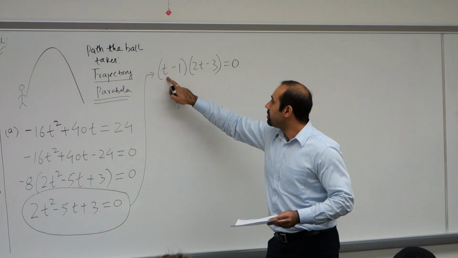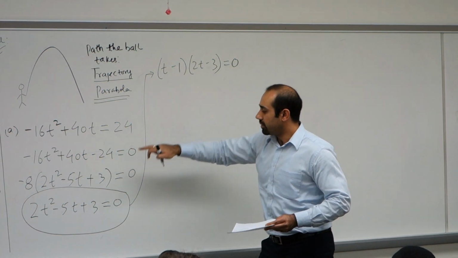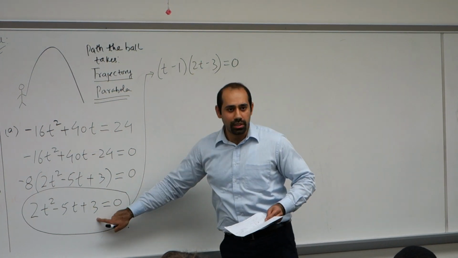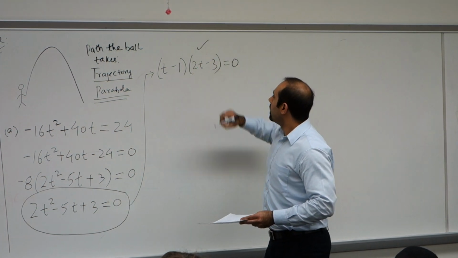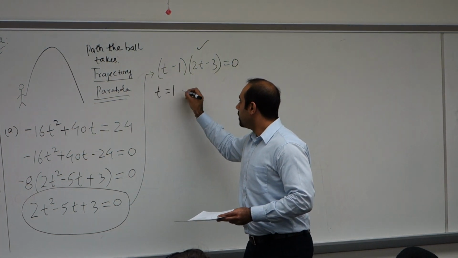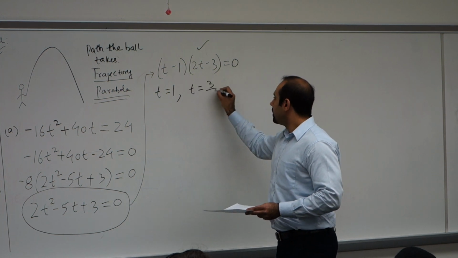Okay, and we have to verify that we get the same thing when we expand it. So it's 2t times t is 2t squared, and then we have negative 2t and negative 3t, which gives us negative 5t, and we have negative 3 and negative 1, which gives us positive 3. So this is the right form. From this we can easily find t. So t from the first piece would be 1, and from the second piece t would be 3 halves.